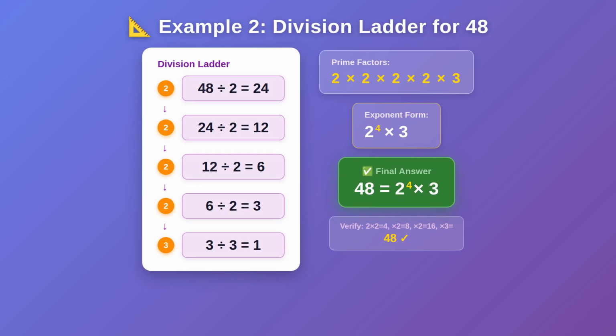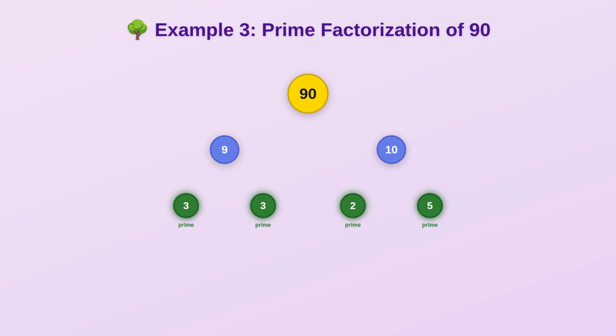Let's verify. 2 times 2 is 4, times 2 is 8, times 2 is 16, times 3 is 48. Correct. Let's tackle 90 together. This one has 3 different prime factors, which makes it extra interesting. Marcus's teacher put this one on the board as a challenge.